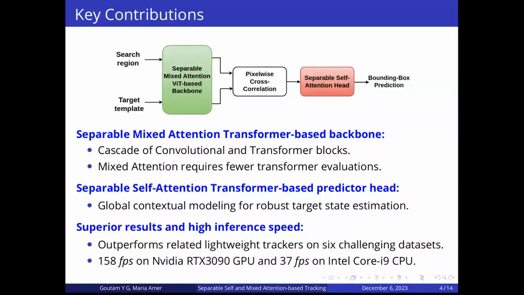And with this combination of proposed backbone and the head module, we are able to achieve superior results compared to the related lightweight trackers. And the efficiency of our tracking approach enables our tracker to achieve a speed of 158 FPS on a GPU, whereas it also runs at a speed of 37 FPS on a CPU.